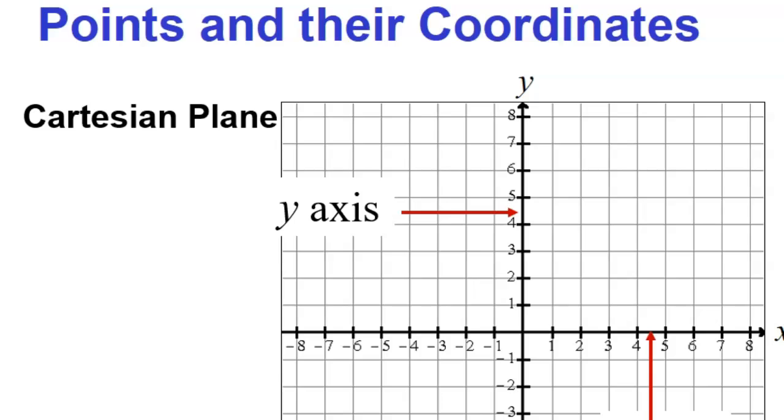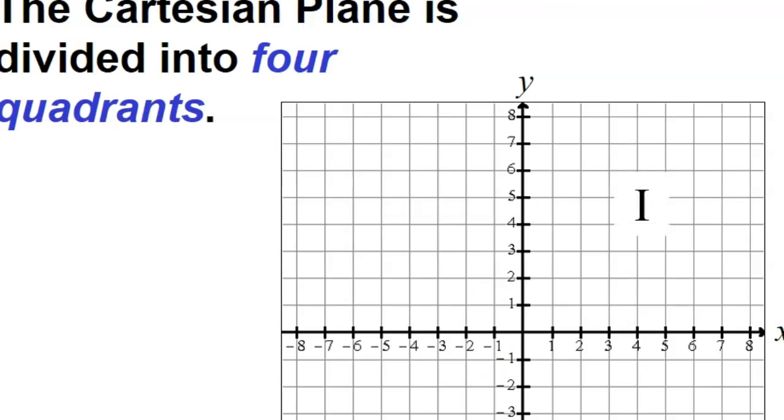So I want to look at how we plot coordinates or points. Alright, so where the x and y-axis meet, we call that the origin. And of course, we divide them into 4 quadrants. This is the first quadrant, second quadrant, third, and fourth.